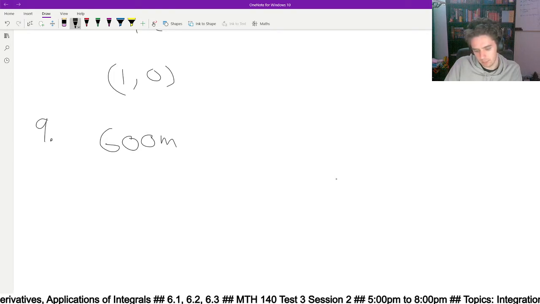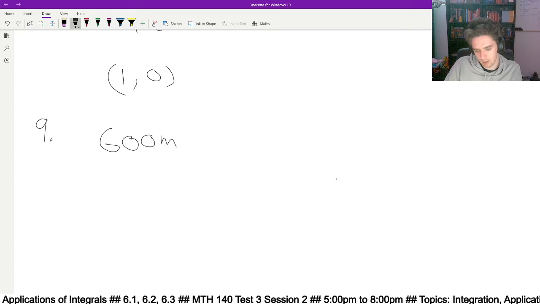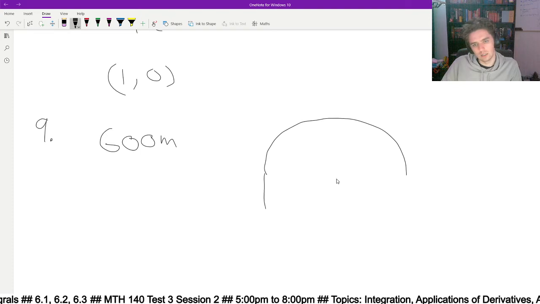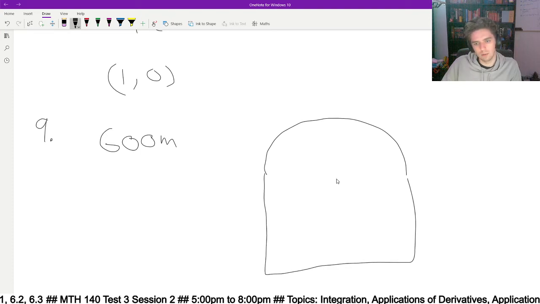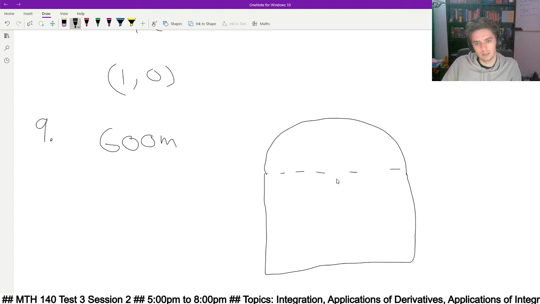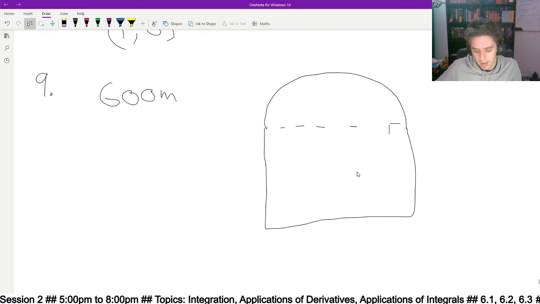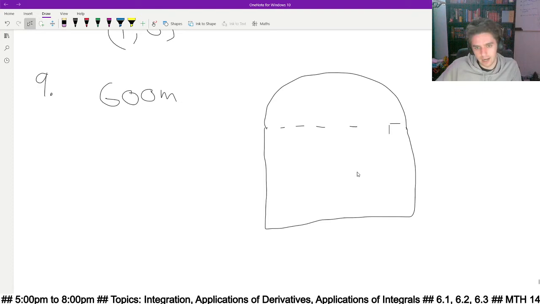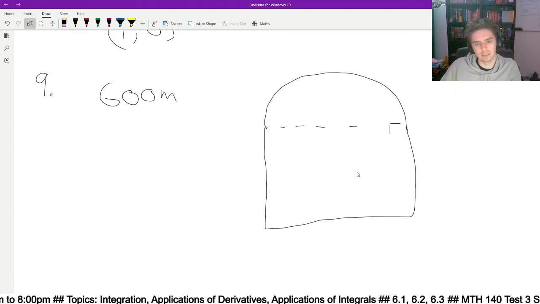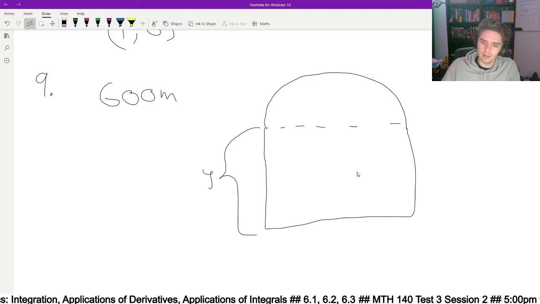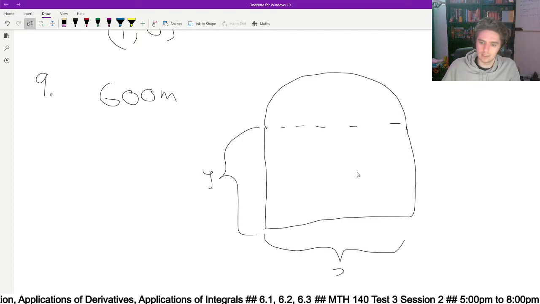Find the dimensions that maximize the area of the corral. Okay. So in general, we have a thing that looks like this. It's a circular top, right? And like that. So we're trying to maximize the area. So we need an expression for the area of this thing right here, right? So if I call this y, call this x, we can find the area.